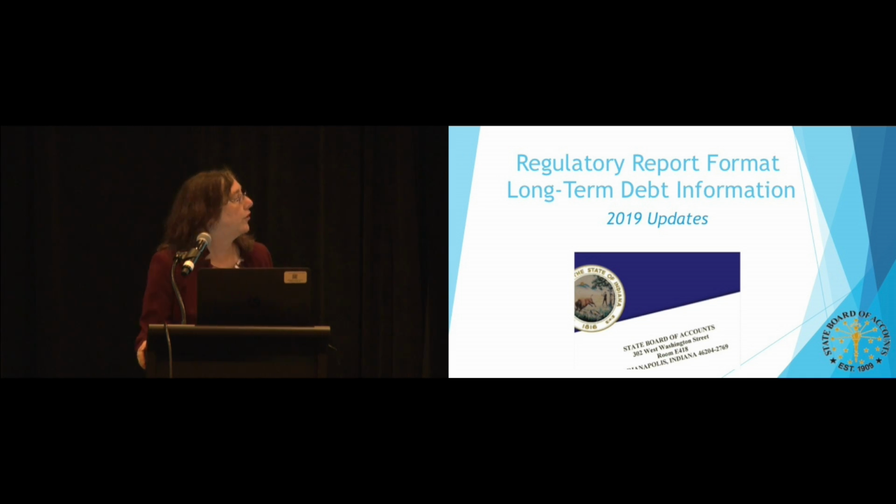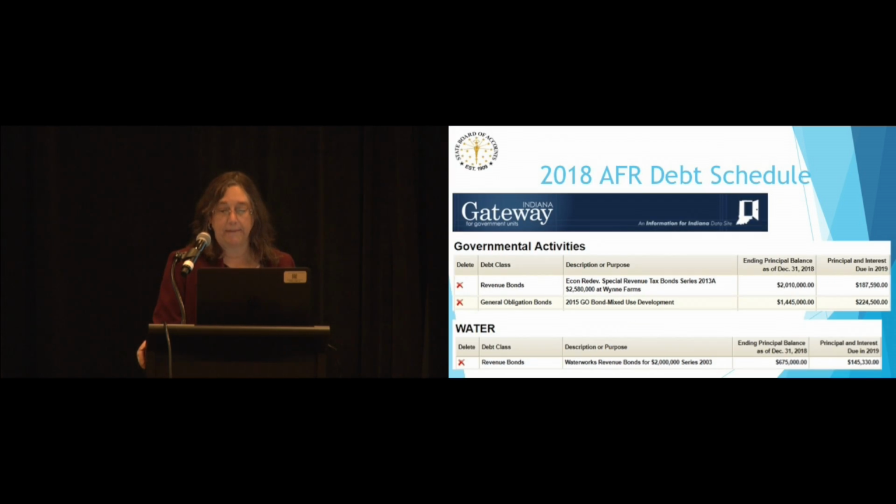This is what the schedule looked like in 2018. Note that we're showing the debt classification, the description or purpose of the debt, the ending principal balance, and the principal and interest due in the following year. Those were all pieces that we asked you to put in if you answered yes, you had debt.